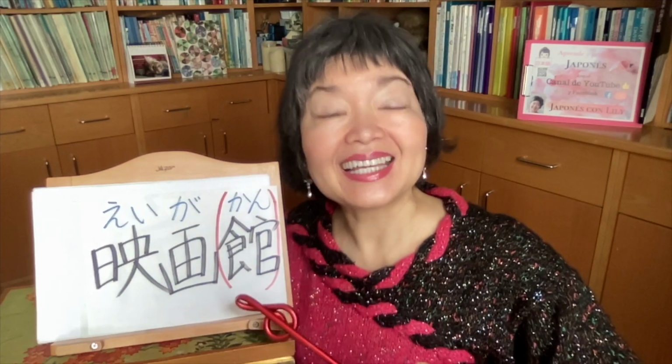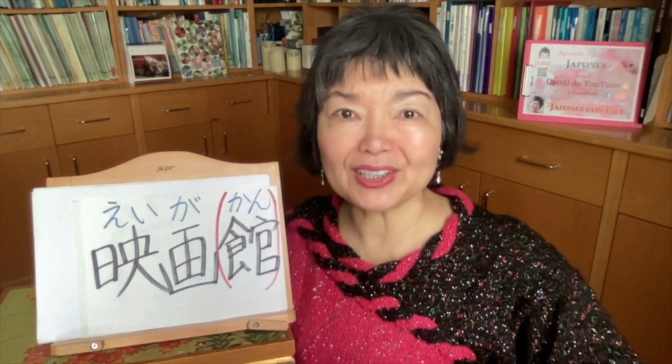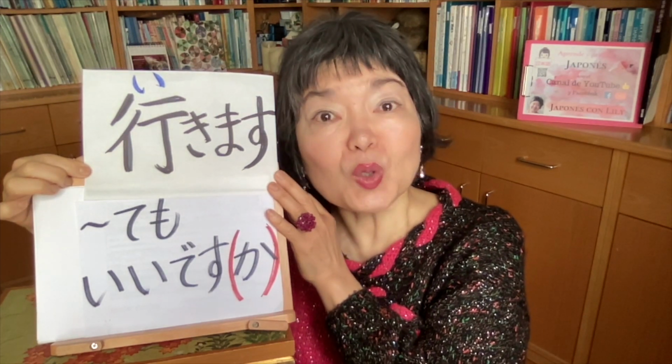Can I go to the movie theater tomorrow with my friend? 映画館. This is movie theater or cinema. 行きます. The verb to go. This is the group 1. And the te form is 行って, with two small っ. 明日、友達と映画館へ行ってもいいですか?